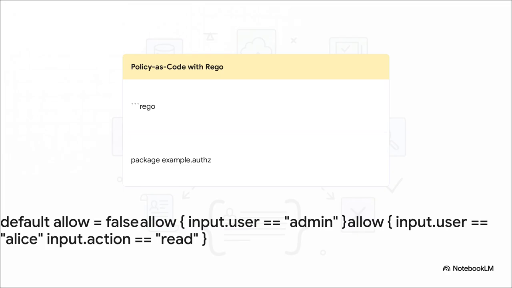Now, policies in OPA are written in a special language built just for this, called Rego. Let's break this example down. First, we set a default. Allow is false. That's a huge security best practice, right? Deny everything unless you explicitly permit it. Next, we define the rules that can make allow true. The first one's easy. Allow is true if the input user is admin. The second rule adds a bit more logic. Allow is also true if the user is Alice and their action is read. It's a really clean, declarative way to express complex logic.